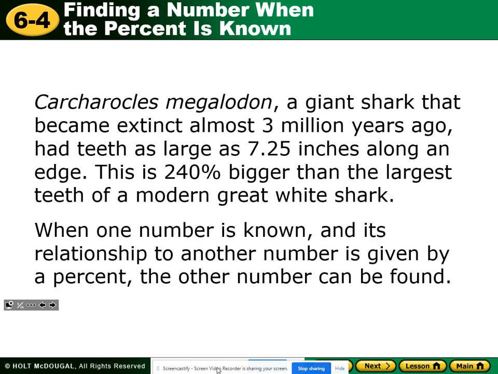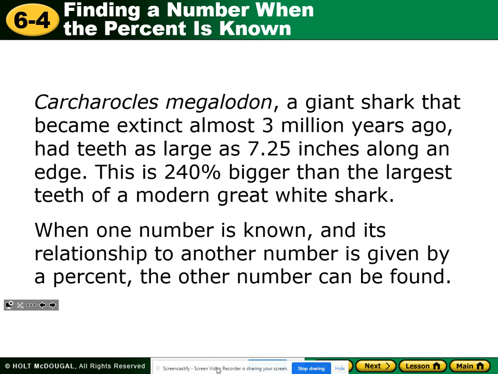The megalodon, that's its scientific name. A giant shark that became extinct almost 3 million years ago had teeth as large as 7.25 inches along an edge. So when you have the shark's tooth, they're going to measure along the edge. It's 7.25 inches. It's about from my fingertips to here. That's a pretty good size tooth, isn't it? So the tooth is literally the size of my hand, or probably a little bigger. This is 240% bigger than the largest teeth of a modern great white shark.